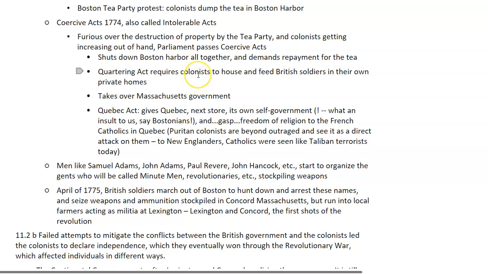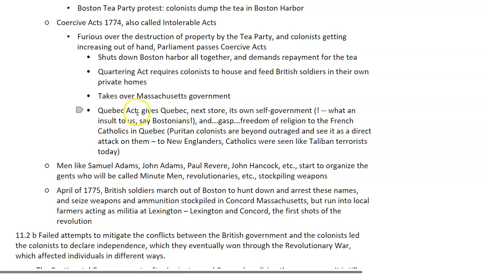The Quartering Act requires colonists to house and feed British soldiers in their own private homes. It takes apart the Massachusetts local colonial government. And part of the Coercive Acts is the Quebec Act, which at first seems to have nothing to do with the colonies, but you got to look at it.